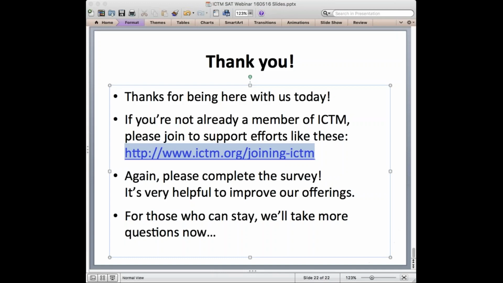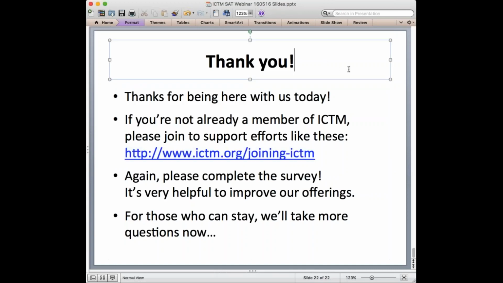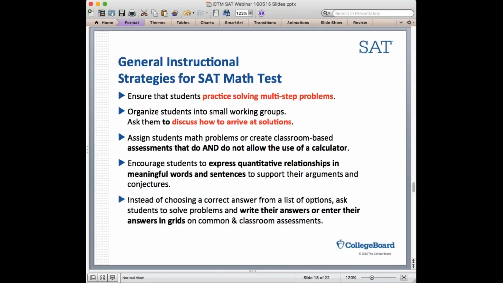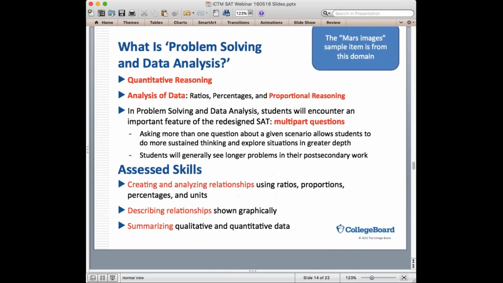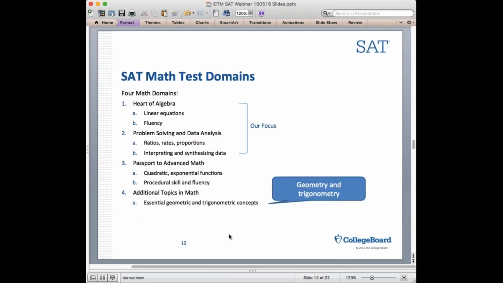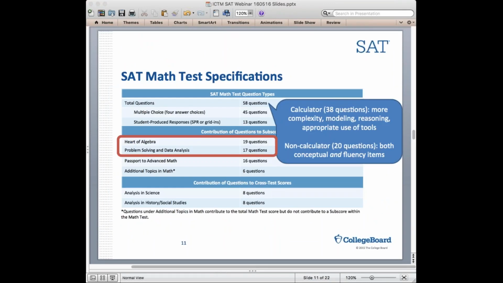And then that sort of connects to a general question about reports, which is sort of just wondering, what's the level of detail in those reports? So do you want me to go back to our slide? No, a slide. I don't have a really good report screenshot to share, unfortunately. But students are going to get a Heart of Algebra score, a Passport to Advanced Math score, a Problem Solving and Data Analysis score, an overall math score, and then their combined score for math and reading, writing, language.